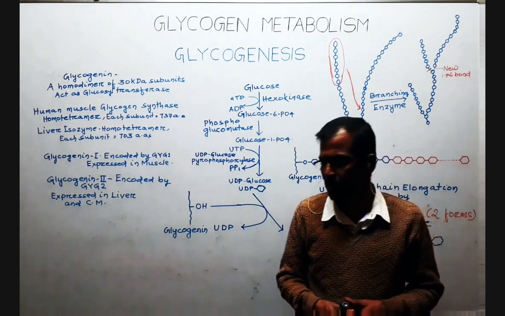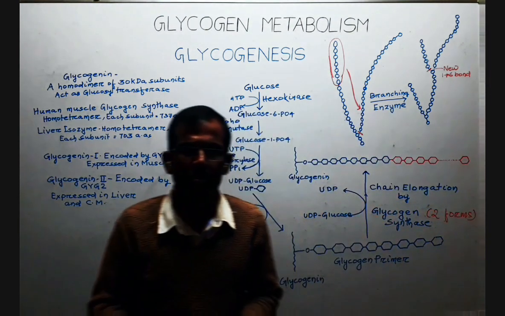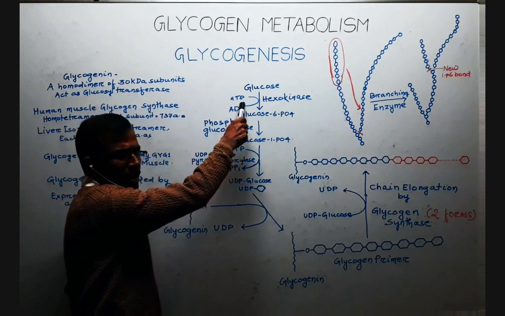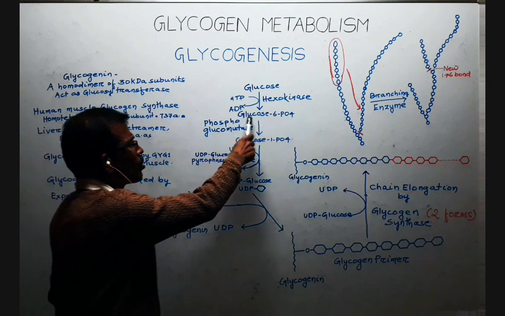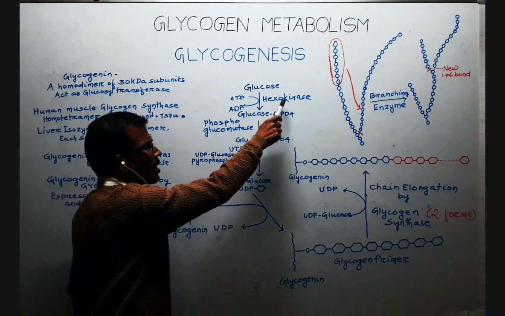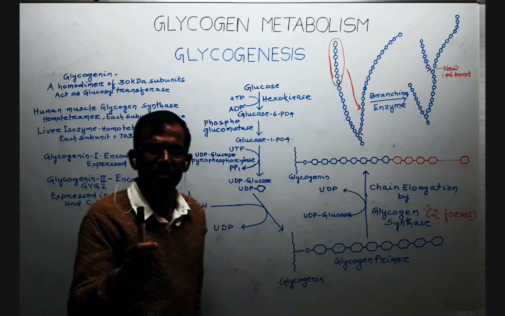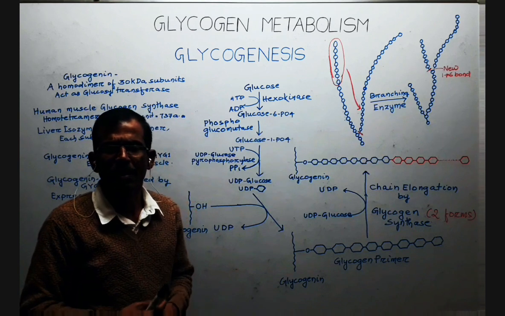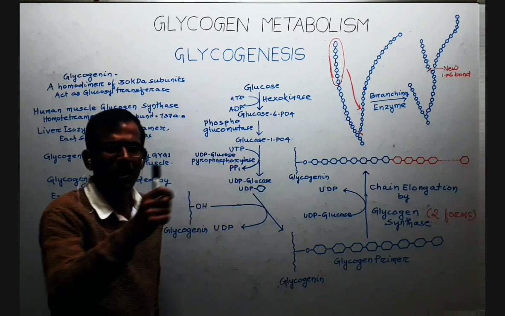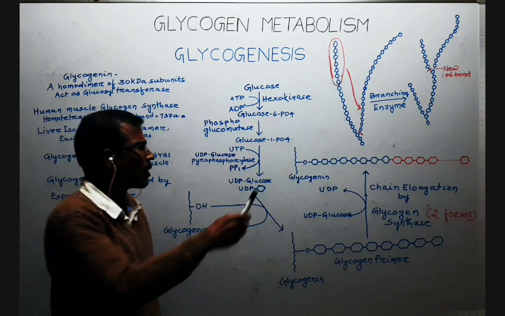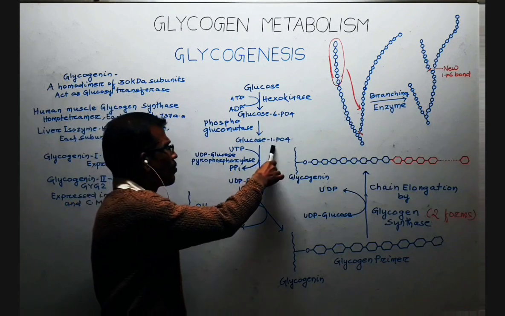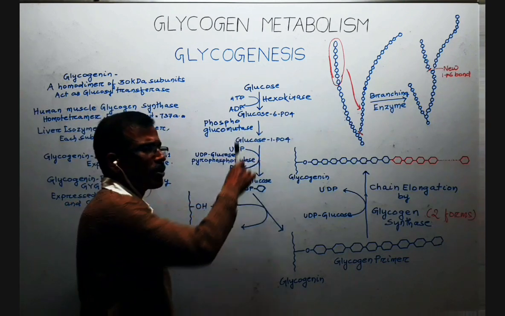Now let us discuss the individual reaction steps. As in glycolysis, glucose reacts with ATP to form glucose 6-phosphate and ADP. This reaction is catalyzed by hexokinase in muscle and by glucokinase in liver. In this reaction, ATP is the phosphate group donor. After that, glucose 6-phosphate is isomerized to glucose 1-phosphate by phosphoglucomutase.